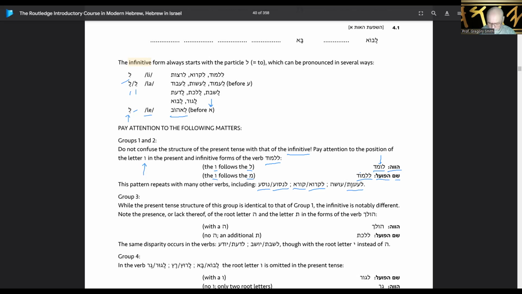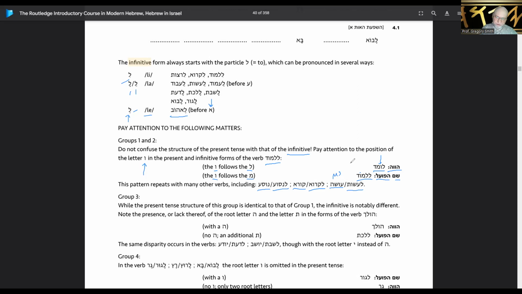Let's see. It might be la'asot. To do. לעשות, la'asot. That's what I thought. לעשות, la'asot, to do. And then oseh. This would be in the masculine singular, oseh.